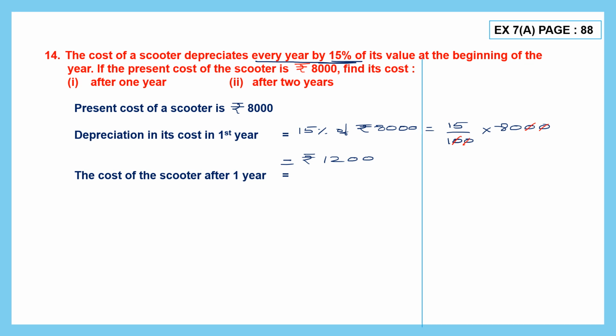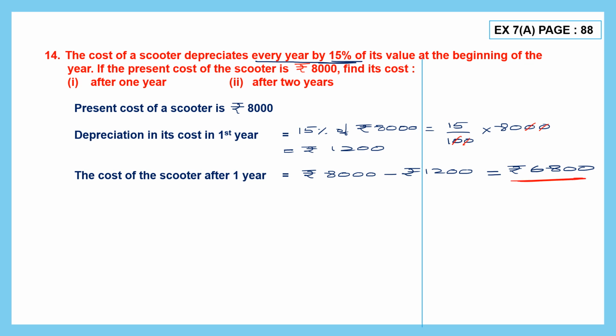Now, the cost after 1 year. This is what we need to find out, isn't it? Every year it's reducing by 1,200. So the cost after 1 year will be the present cost of the scooter, 8,000 rupees, and after 1 year it's going to reduce by 1,200. So we subtract these two and we find the cost of the scooter after 1 year. When you subtract these two, you get rupees 6,800. After depreciation, now the cost is this. So now we need to continue.